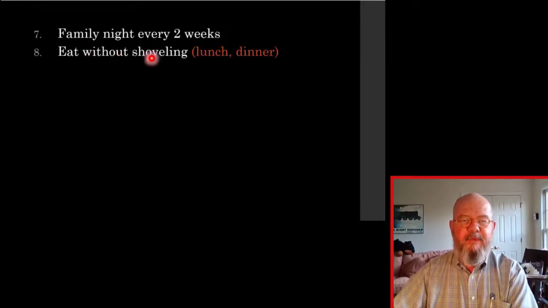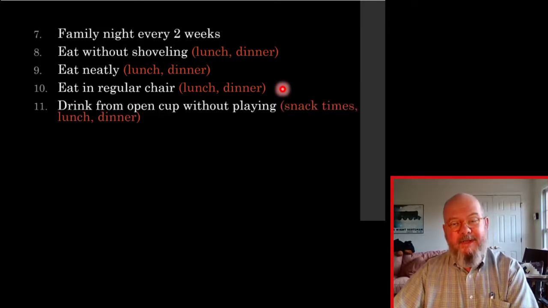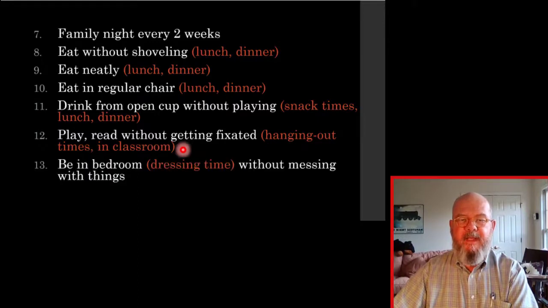For the child to eat without shoveling at lunch and dinner, child goal. Eat neatly, child goal. Eat in the regular chair, child goal. Unfortunately, in this example, almost everything has to do with meal times. Drink from an open cup without playing. Play and read without getting fixated. This child tended to get interested in one thing, and it was hard to make a transition from it. And then finally, to be in the bedroom without messing with things.